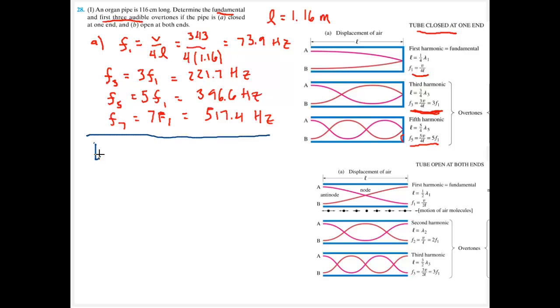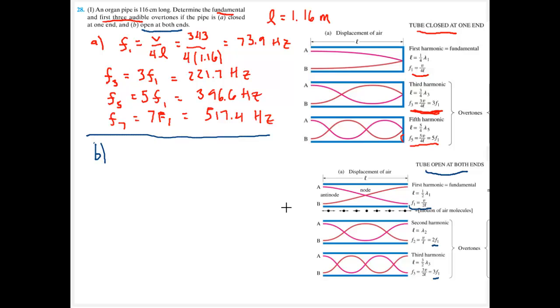Now moving on to part B. Now the pipe is going to be open at both ends, so I can find an expression for the tube that's going to be open at both ends. Note that it's going to have all of the harmonics, not just the odd ones.